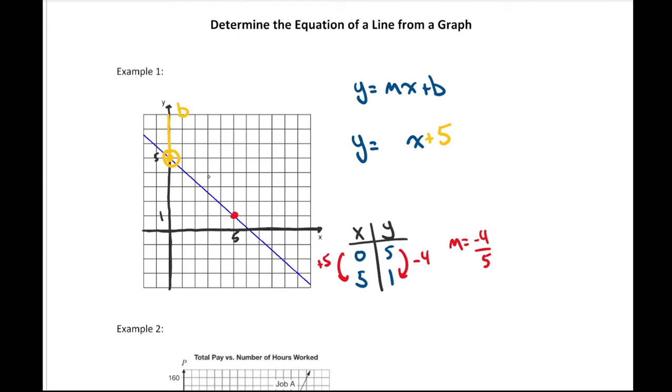I have 2 points. I want to see how far do I have to run. 1, 2, 3, 4, 5. So I have to run 5 to the right or 5 in the positive direction. And then I have to go down 1, 2, 3, 4. So minus 4. So based off of my rise over run, my rise or the vertical was negative 4, the run was positive 5, so my slope is negative 4 over 5, which was the same thing I got from using the table.